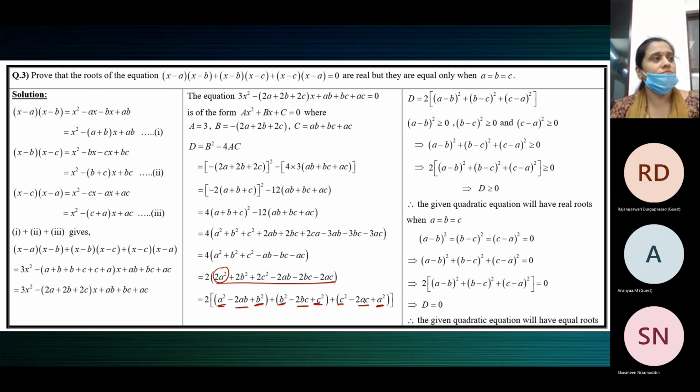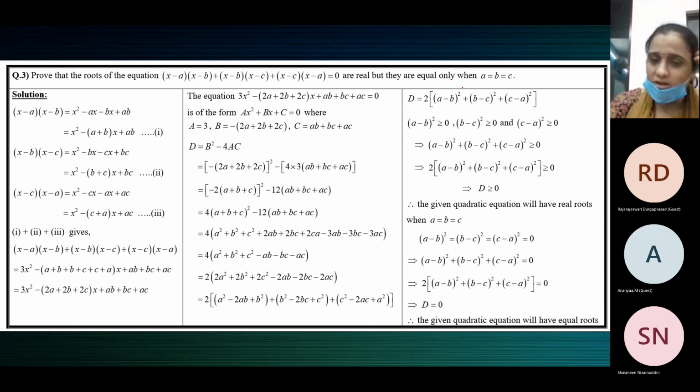All right, children. Now that is (A minus B) the whole square, (B minus C) the whole square, (C minus A) the whole square. Now you have to comment on the discriminant. Let's not see what is given. Now, what can you say about (A minus B) the whole square, children? Look at me, all of you. A minus B, no condition is given. So A minus B can be 0.